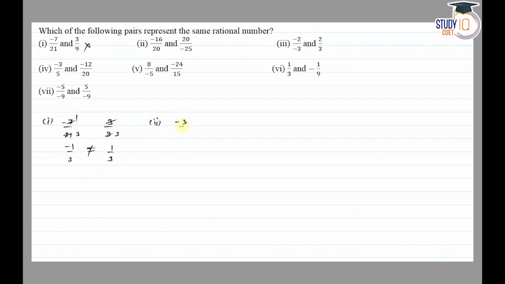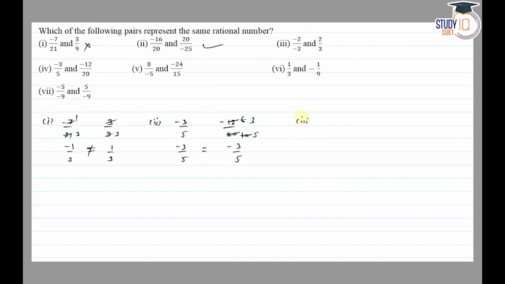Second, minus 3 by 5 and minus 12 by 20. So 2 cancels out: 2 tens, 2 sixes, then 2 fives, then 2 threes. So minus 3 by 5 and minus 3 by 5. So both are equal. So this will be yes, these numbers represent the same rational number, this pair.